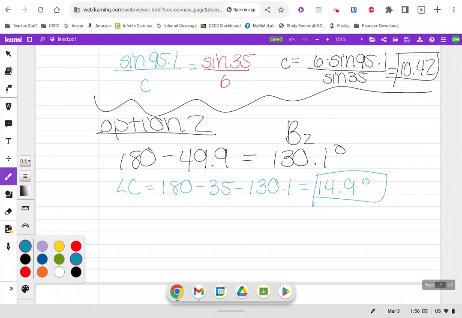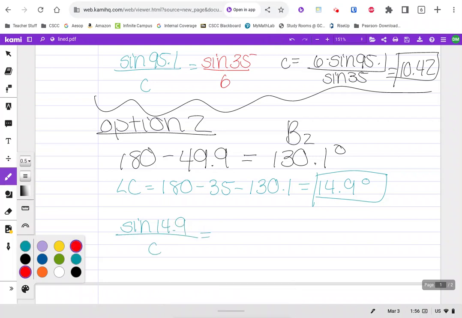All right, and final steps: sine of 14.9 over whatever C is equals, go back to sine of 35 over 6. So C equals 6 times sine of 14.9 over sine of 35. What do I have? Here we go. 2.69.